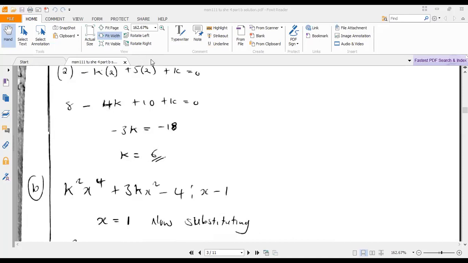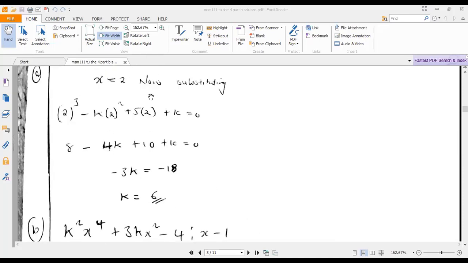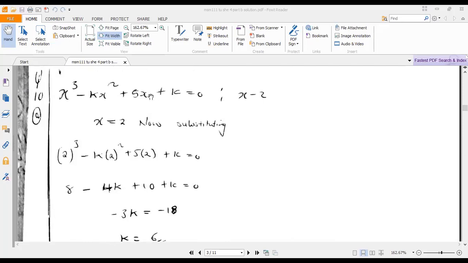Is it that always you'll be given the second equation, for instance, where it is x minus 2? Not always. Sometimes they might just give you a polynomial of this type. We'll go to question 18. When we reach question 18, then I'll answer that question, sir. All right, sir. Wonderful.